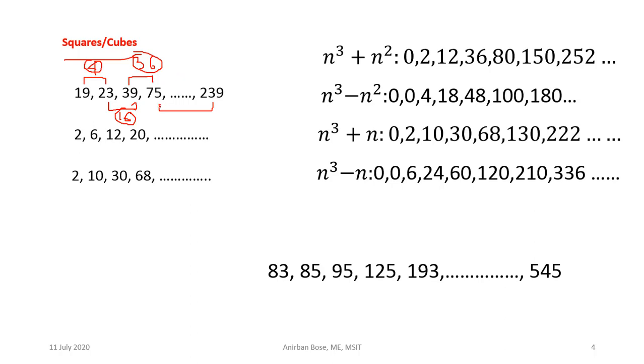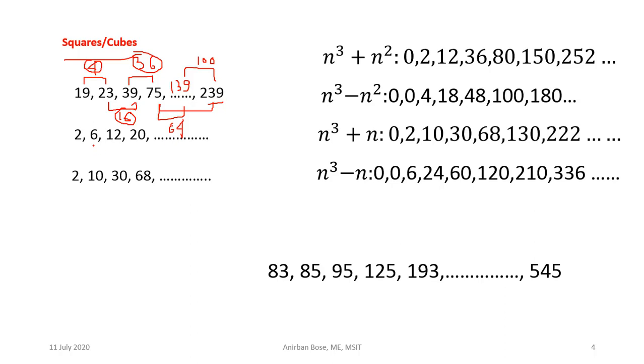And 8 square is what? 8 square is 64. So you have to add 64 with the 75. It will be 139. And then it will be what? It will be 10 square. 10 square is what? 100. So 239. So it is matching. Okay.